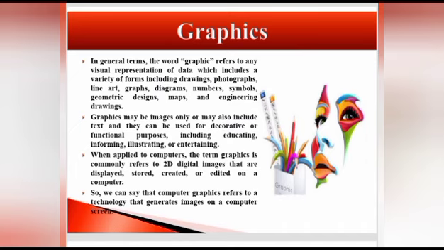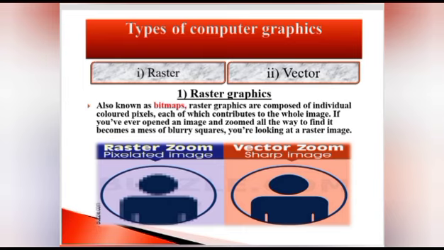When applied to computers, the term graphics commonly refers to 2D digital images that are displayed, stored, created, or edited on a computer. So, we can say that computer graphics refers to a technology that generates images on a computer screen. Types of computer graphics. There are two types of computer graphics: raster and vector.